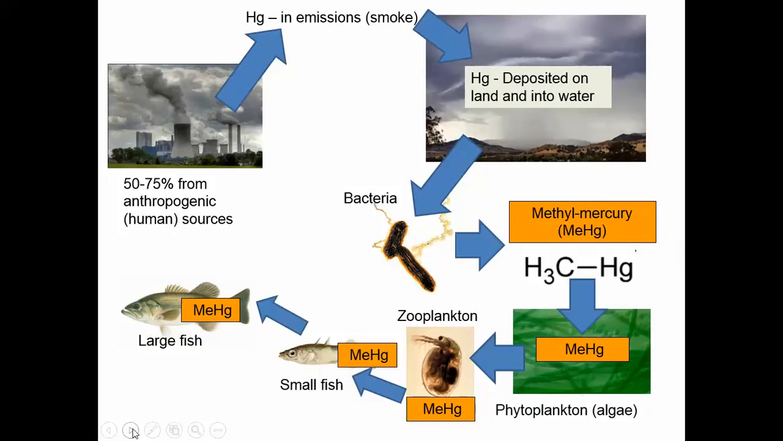So again, you have this mercury being burned off into the atmosphere, gets deposited on land and into water, into bacteria. Bacteria then convert it into methyl mercury, which then goes into phytoplankton and moves itself up the food chain.